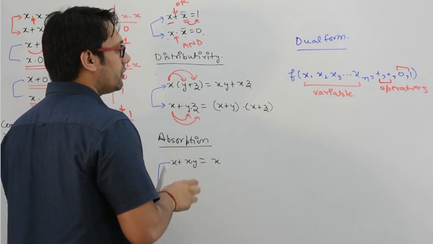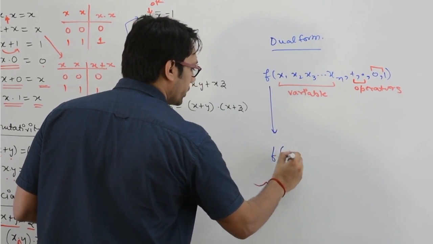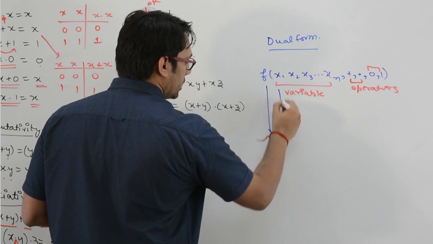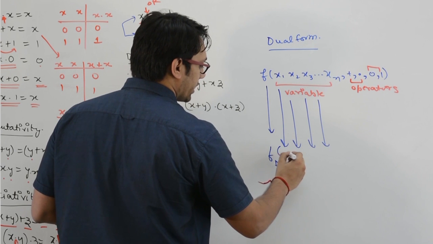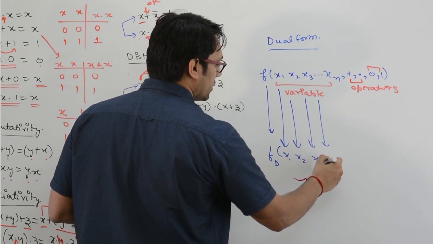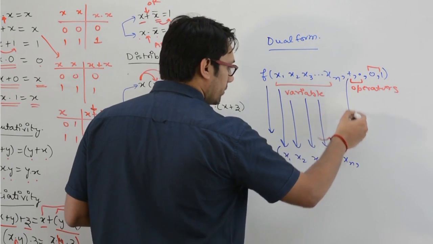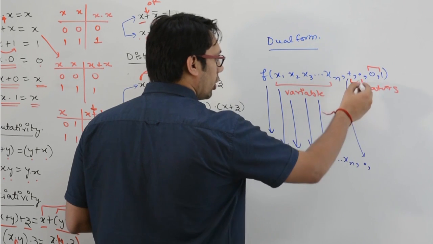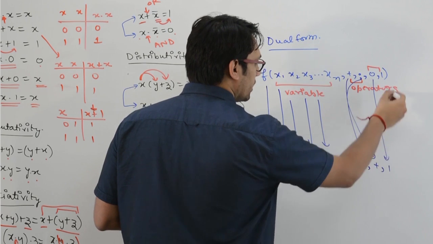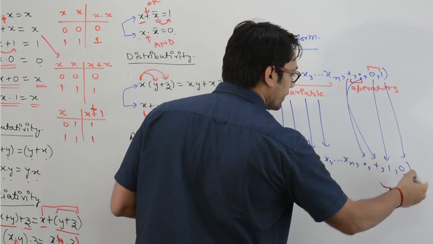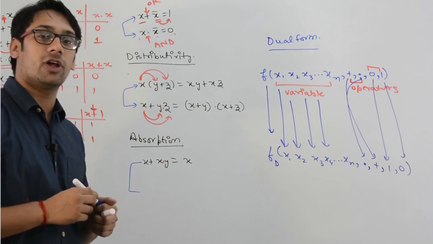Then if we take a dual form of this function, assume it is represented by f dual, then it will be equal to, take all the variables as it is, like x1, x2, x3, x4 up to so on xn, and then replace all the plus with dot and all the dot with plus and zeros with 1 and 1 with 0, then whatever expression you will get, that will also be valid, right?